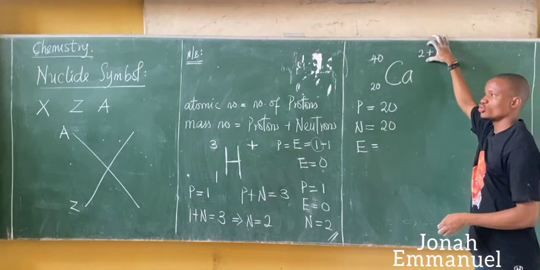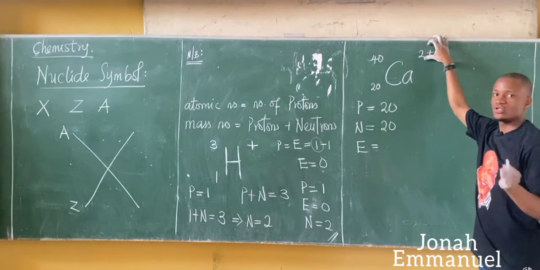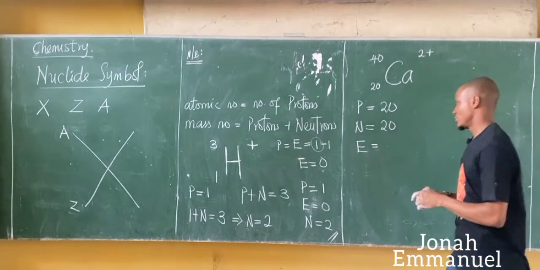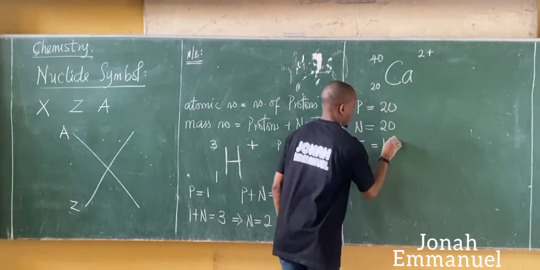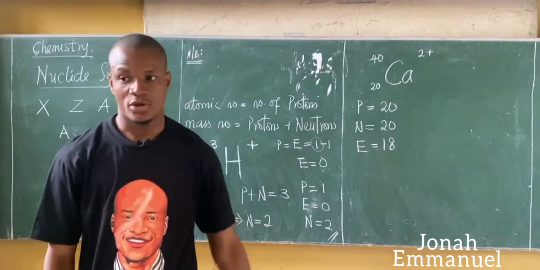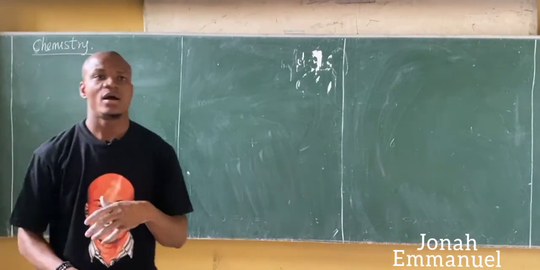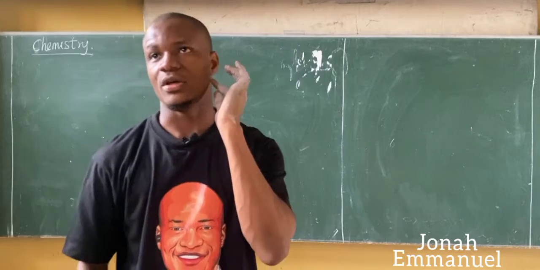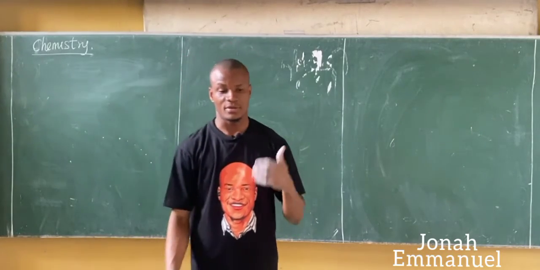But I'm having 2 plus. 2 plus means that it has lost 2. So 20 minus 2 gives you 18. So 18 electrons. Please remember this thing. Remember this, right? So that's what works. Right. Another important concept you should note in chemistry is this.